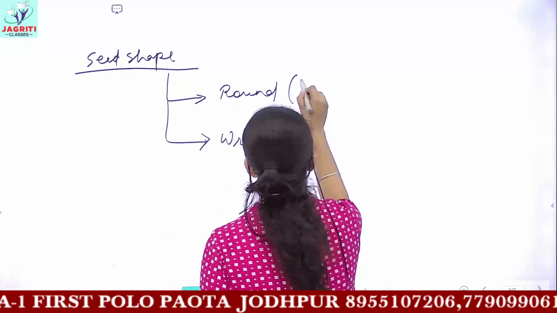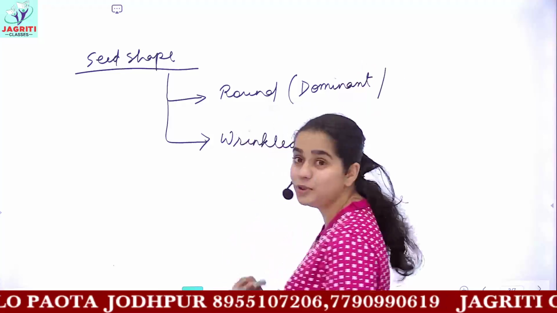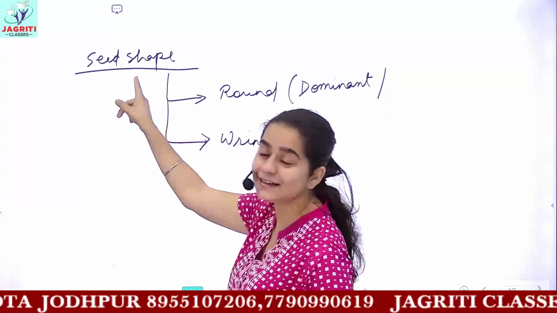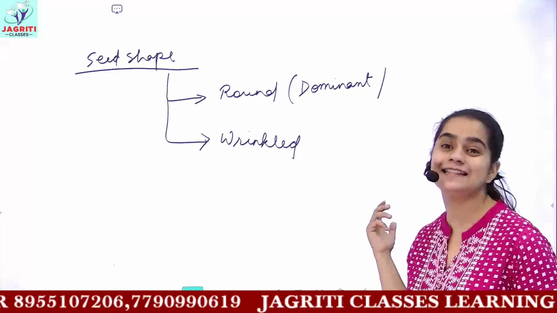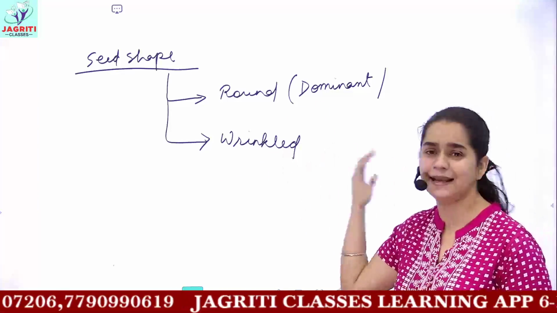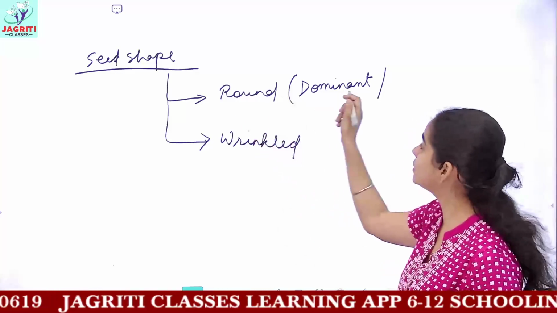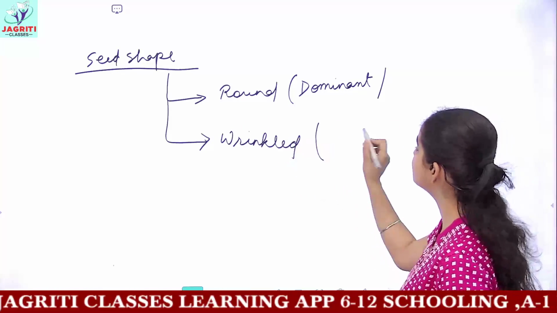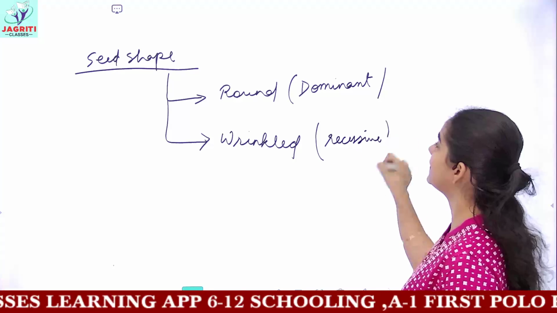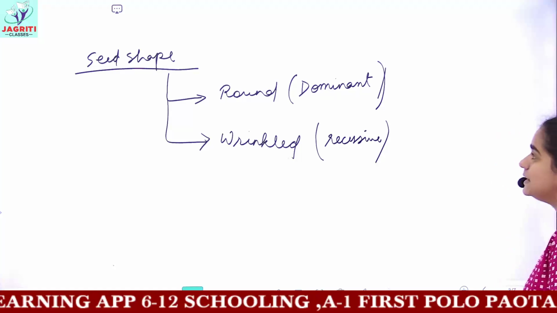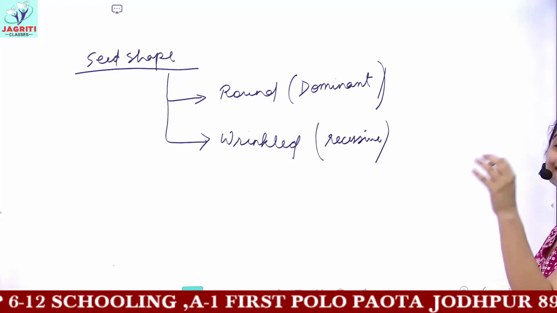So the round one is the dominant trait. I told you that you have to learn all the 7 contrasting characters with their dominant and recessive forms. Yesterday we discussed these characters with the flow chart and the diagram, and I hope you will now learn it. So round was the dominant one, whereas wrinkled seed shape was the recessive trait or recessive character. So now I am saying that you represent the dominant trait by using capital letters.